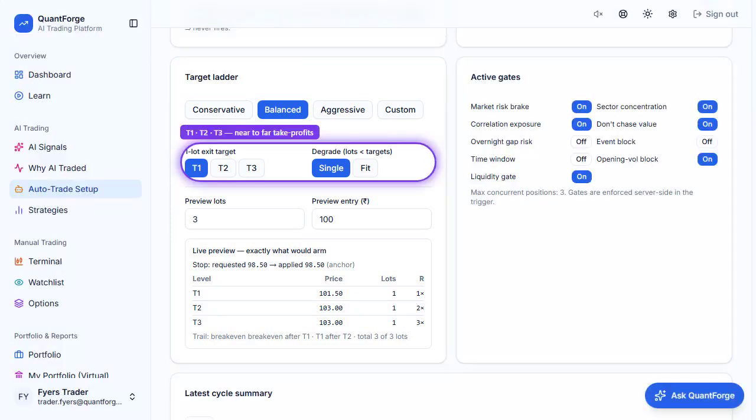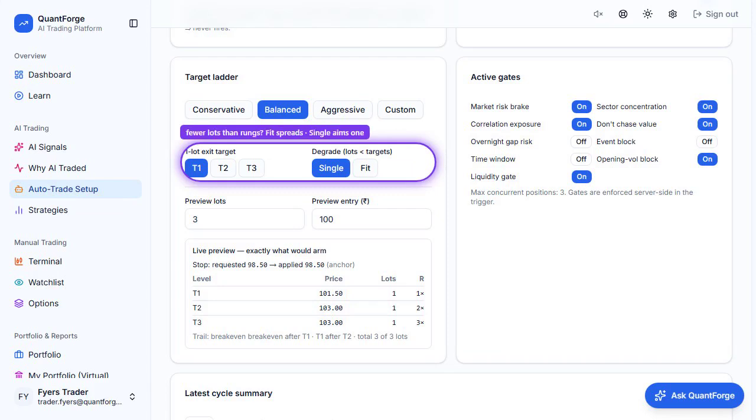The rungs are labeled T1, T2, T3. Three take profit levels, near to far. A slice of the position exits at T1, another at T2, the last at T3. You can even nominate which rung a single lot trade should aim for. It is a complete plan for getting out, decided calmly in advance rather than in the heat of a move.